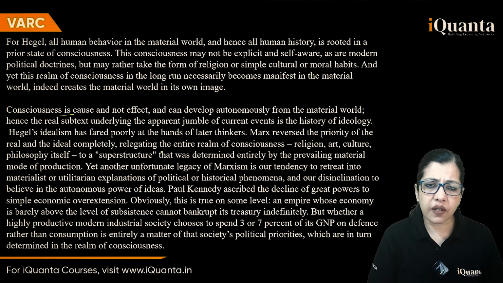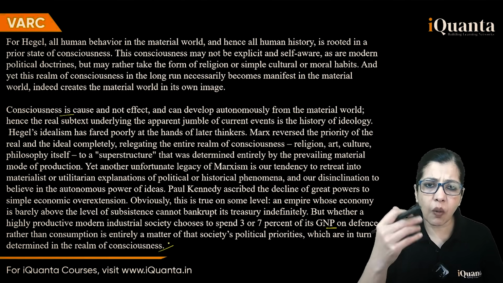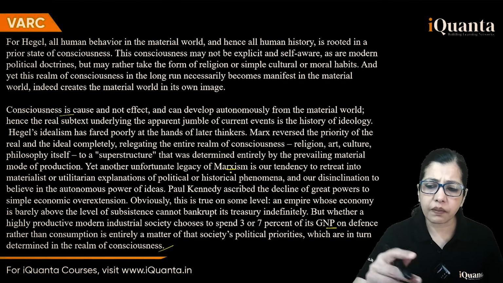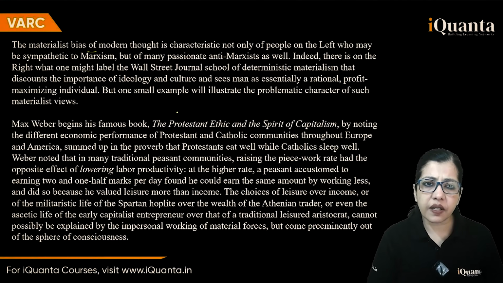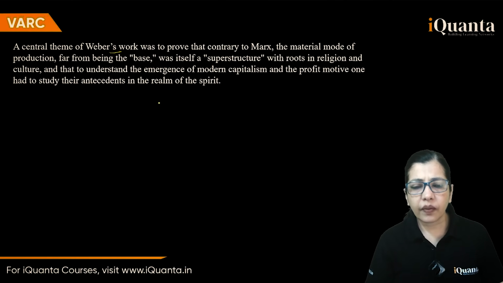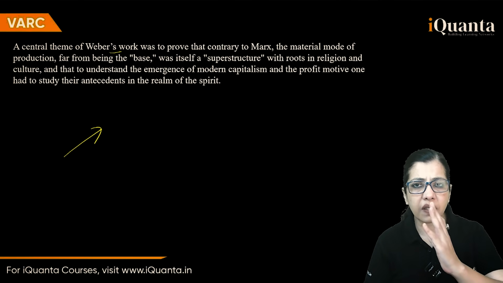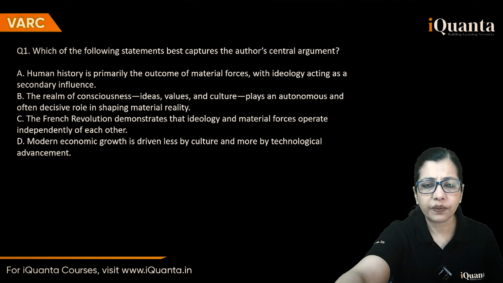Consciousness, oh, he brings in consciousness. Our author talks about consciousness. Then he brings it down to GNP and some consciousness, some more. He also talks about Marxism. Looks like a long passage. Materialist bias. Max Weber begins his famous book, okay, Capitalism. Central theme of Weber's book, okay. So we see that the author is discussing some ideologies. He starts with Hegel and then he goes down to something. Let's see what the questions look like. Just based on the genre, you cannot leave this passage, okay.